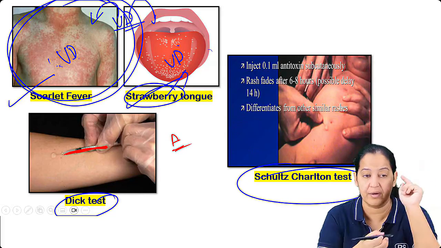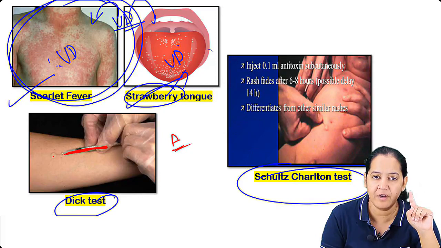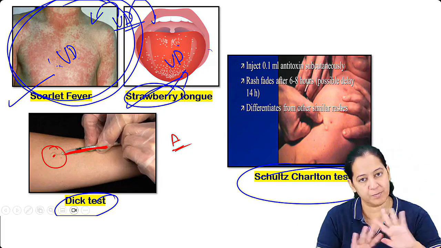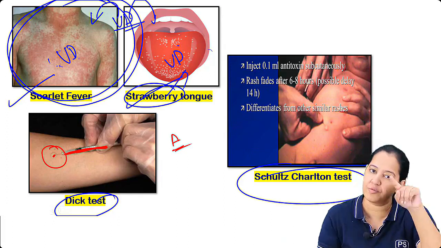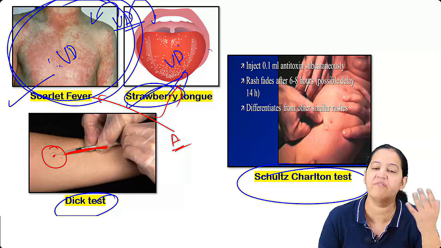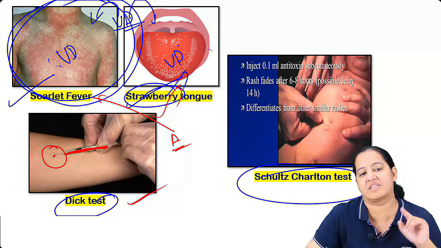Not intramuscular, inject it intradermally. The point where you are injecting now, that area will become red in color because of the vasodilatation. So it is proven that this vasodilatation is caused by this toxin only. And here also we are proving it in vivo. This test is known as Dick test. How many of you got it?